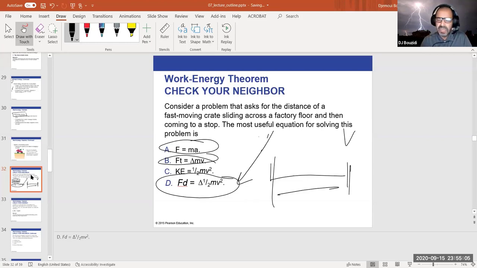Whenever time is not involved or asked in problem-solving, this is the theorem to use. Whenever time is specifically or implicitly asked, then F equals ma is your best bet. When there is a potential for mass change, then it's the other one, B.